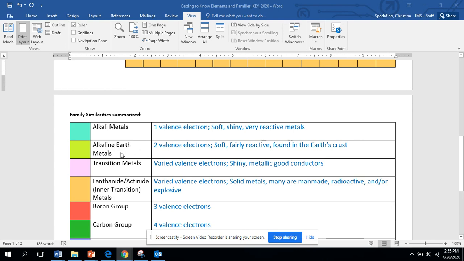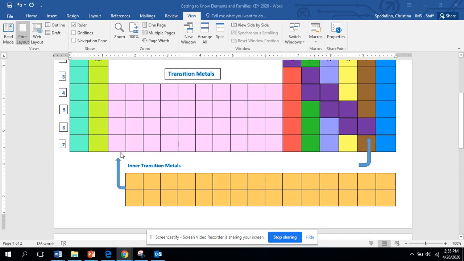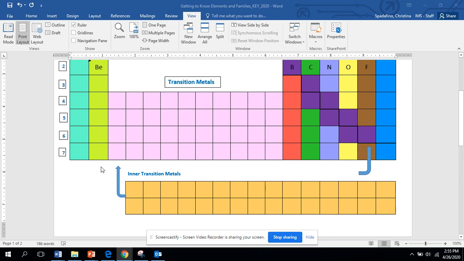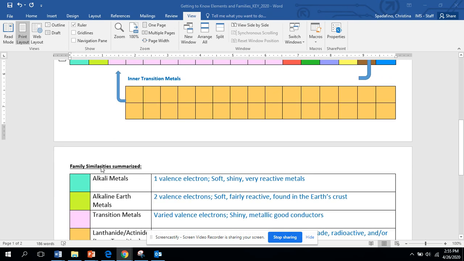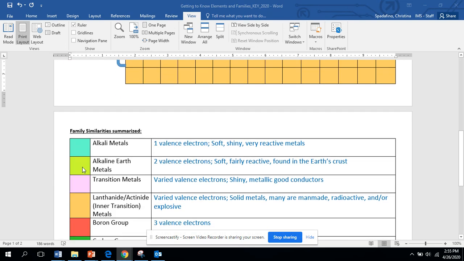Now our alkali earth metals, that was the second column you colored. So this is this fun yellowish color. Make sure you color that in here. These are alkali earth metals. Our alkali earth metals have 2 valence electrons. Little pattern here. They are also soft. They're fairly reactive, and these are found in the Earth's crust.